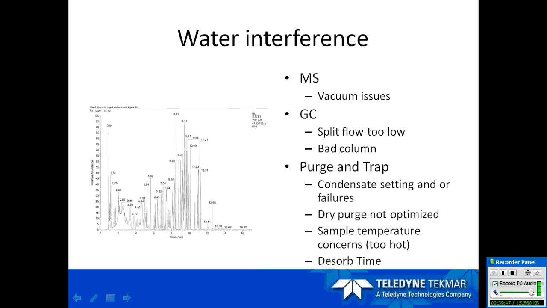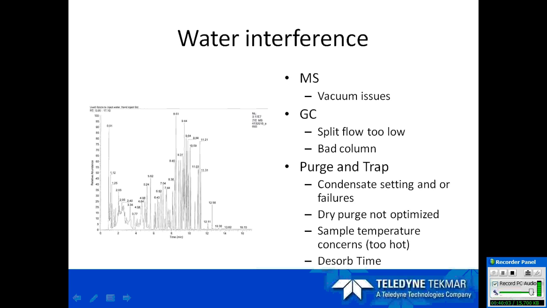Sample temperature concerns, or maybe they're too hot. If your sample's too hot, you're just going to blow stuff back through the trap. If your trap and your condensate trap are hot, it's just going to keep going and blow it straight out the vent. You won't recover anything but the water. Then also a key factor is your desorb time.